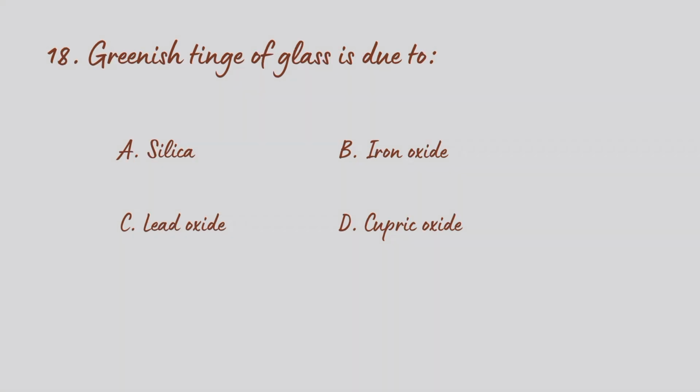Next question. Greenish tinge of glass is due to option A, silica, option B, iron oxide, option C, lead oxide, and option D, cupric oxide. Correct answer is option B, iron oxide.